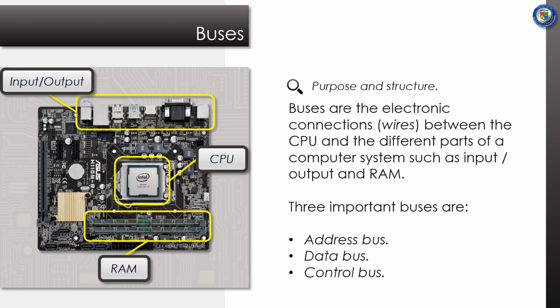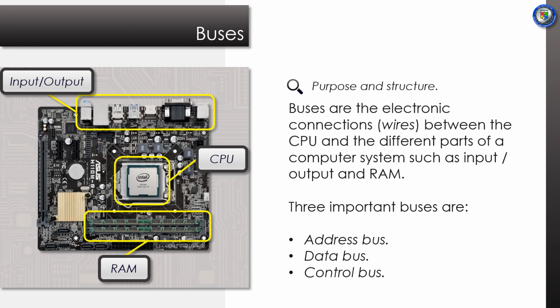Let's now talk about how we can connect our computer components, such as the CPU and RAM, together with the input and output devices that we normally use on a computer system. How do these things communicate together? Well, they communicate using something called buses. Buses are electronic connections or wires that connect the CPU and different parts of a computer system, such as the input-output and RAM, together.